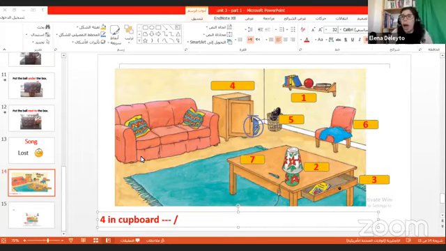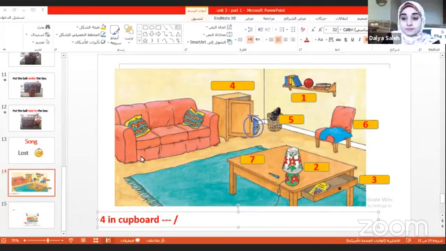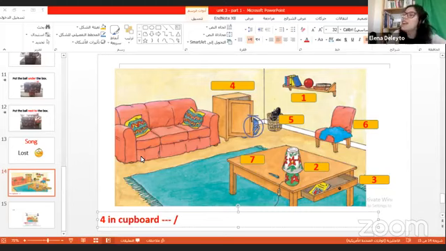I can't find my ball. Where is my ball? It's on the shelf.